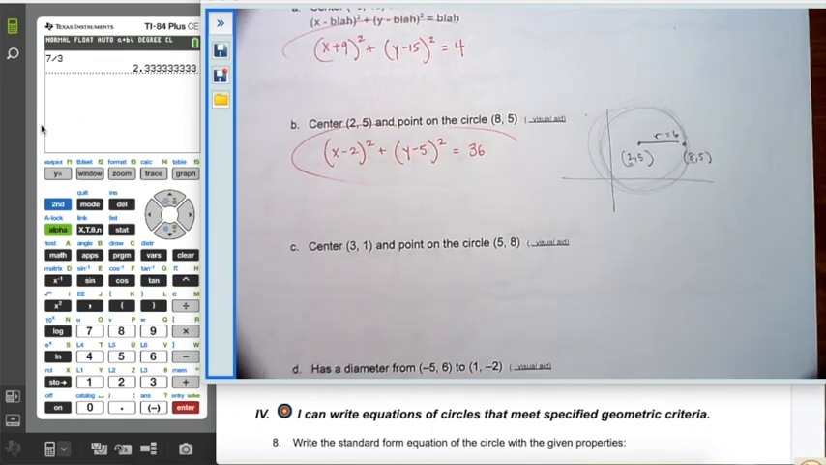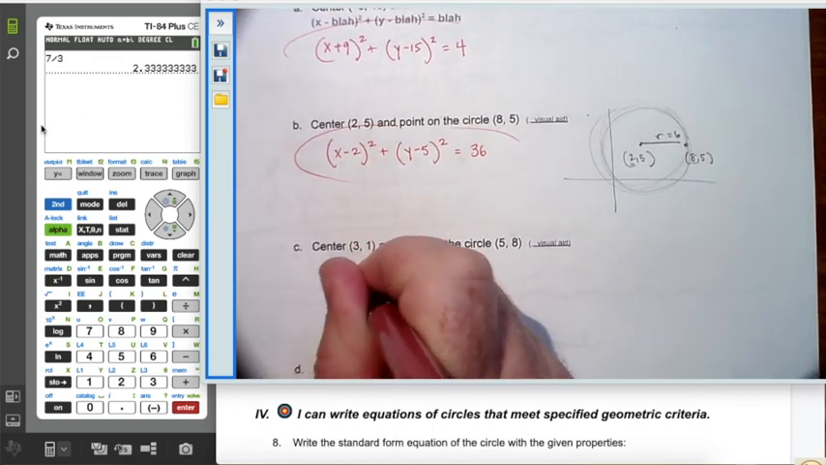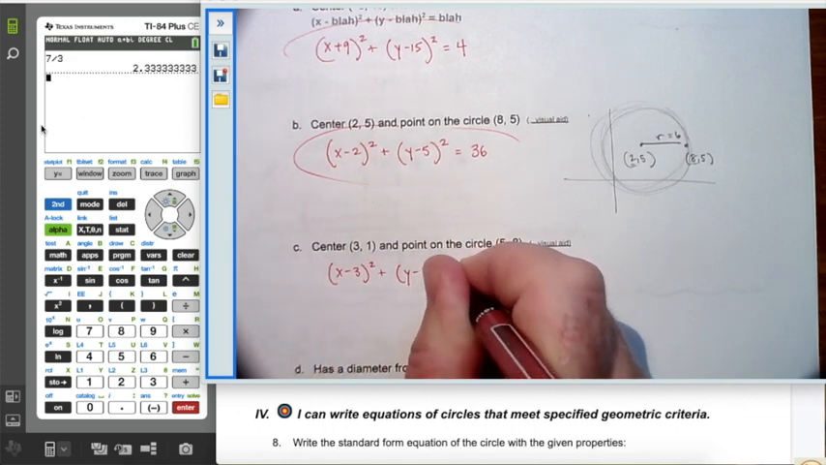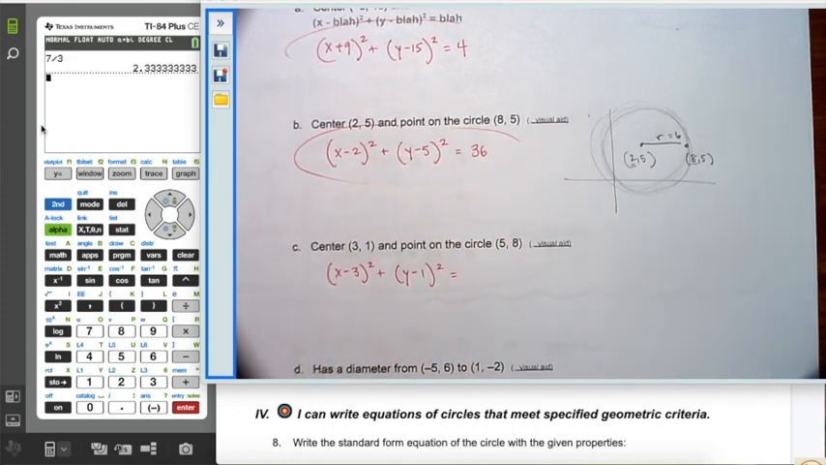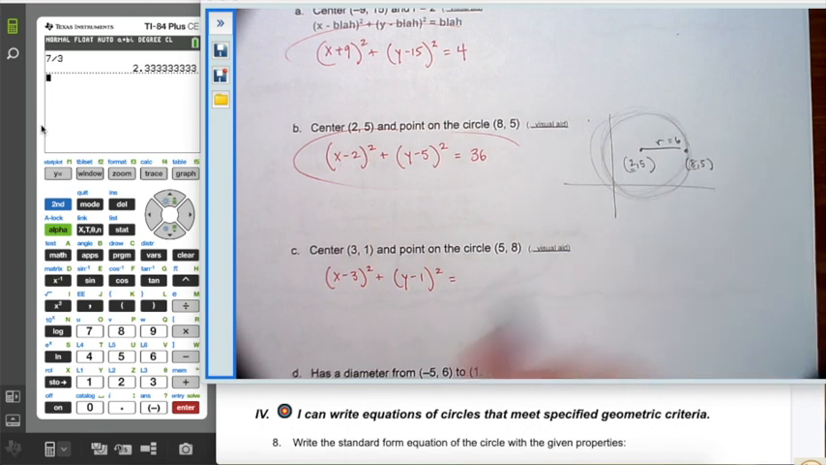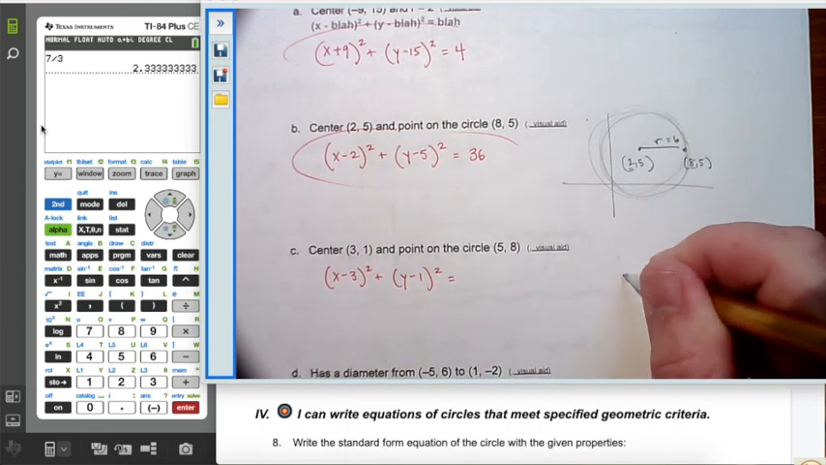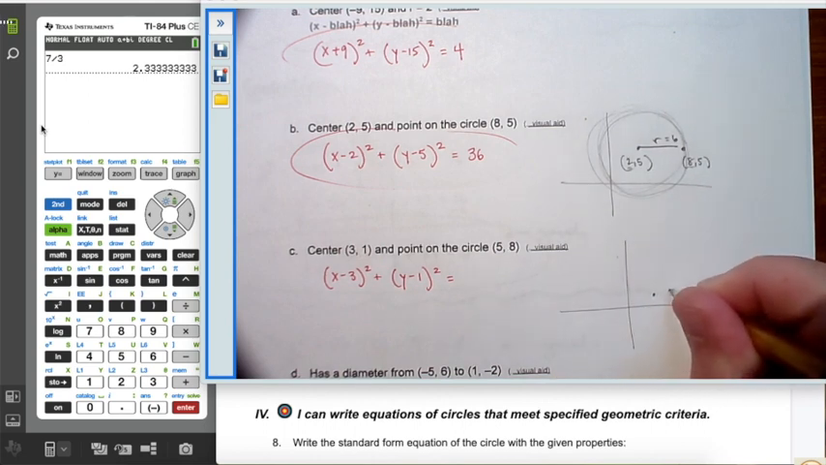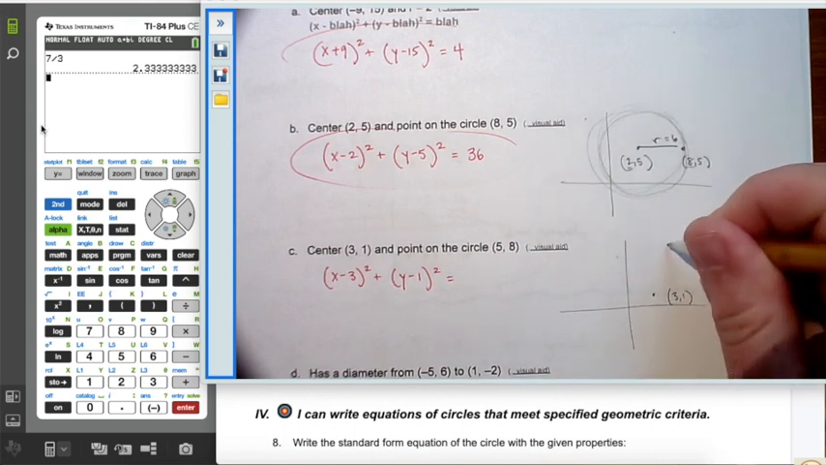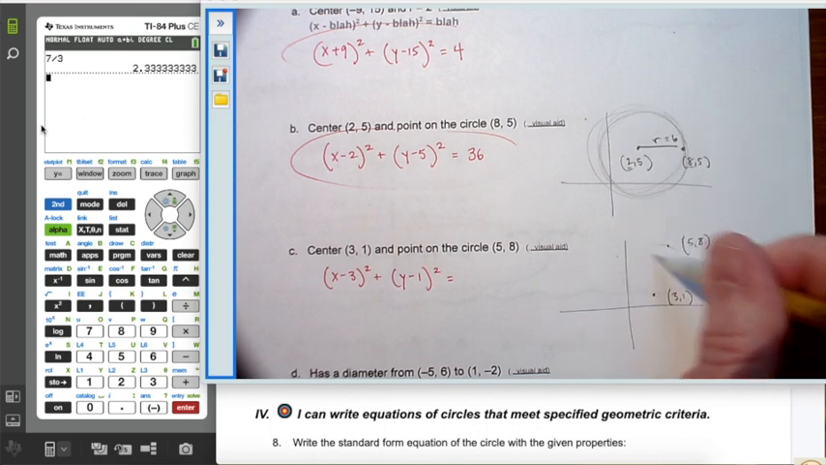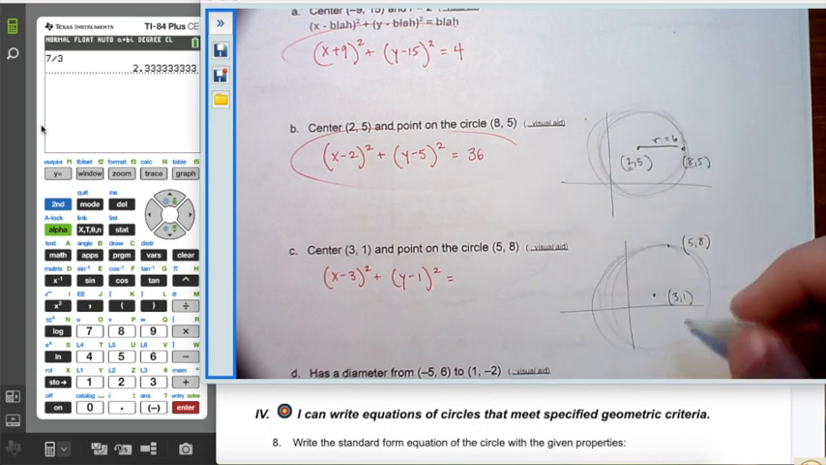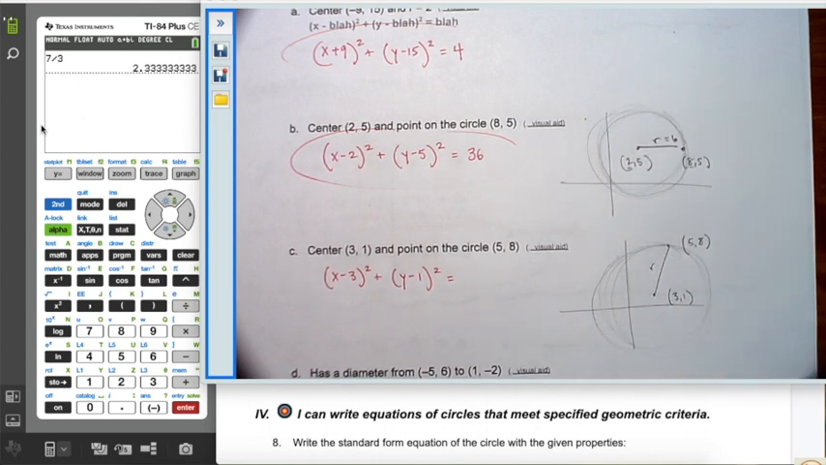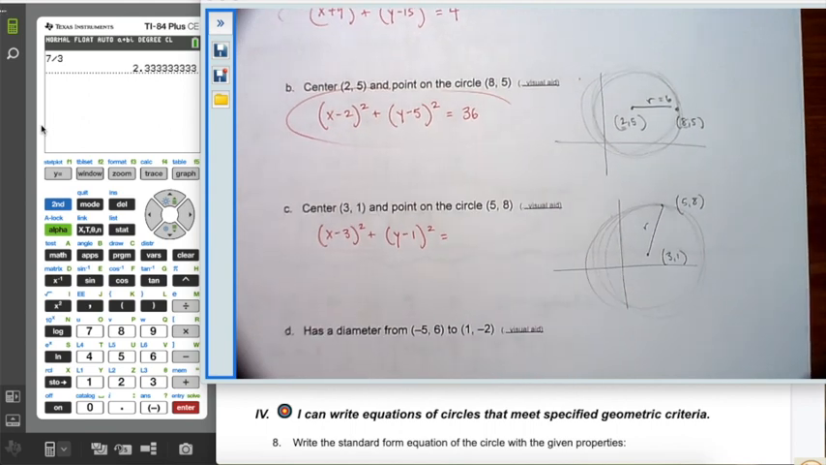All right, for part C, again, I can just plug in the center point as x minus 3 and y minus 1. But this time it's probably not going to be horizontal, is it? So let's see, 3, 1 would be like here, and 5, 8 would be up here. So I'm going to look for the equation of that circle. I need to figure out what the radius is again, but this time it's a little diagonal. So let's just use the distance formula.